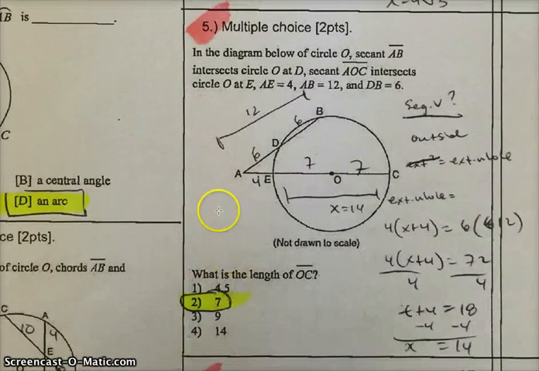Question number 5. In the diagram below of a circle O, secant AB intersects circle O at D. So again, AB, that means it's going through the circle twice there. It says AE is 4, so put that in your picture. You have AB here is 12. So you know that's the whole, right? And then DB is 6. Well, if I know this is 6, this has to be 6. 6 plus 6 is 12.